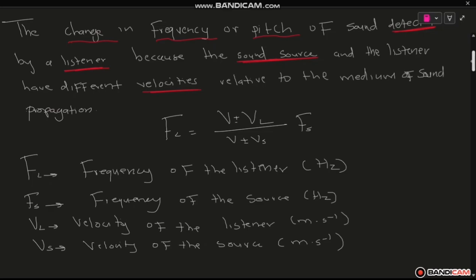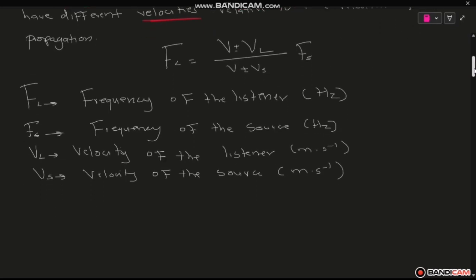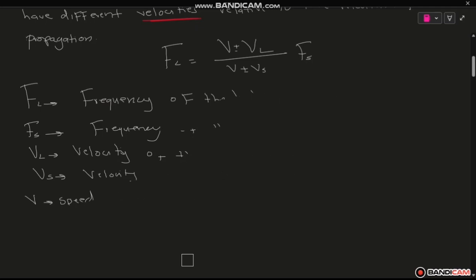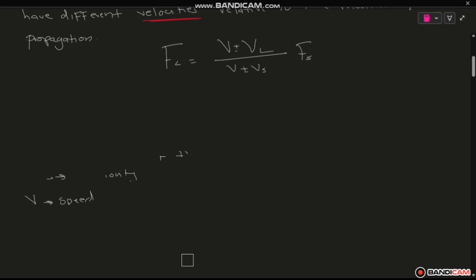Okay, so let's try to remove everything here. Okay, before that we have V. This is the speed of sound. They can give you 340 meters per second or 343, somewhere there. They usually give you these. It can be speed of sound in air or speed of sound inside the water. But let's just call it speed of sound. So before you calculate, this is the formula that you use: FL equals (V plus or minus VL) over (V plus or minus VS), times Fs.